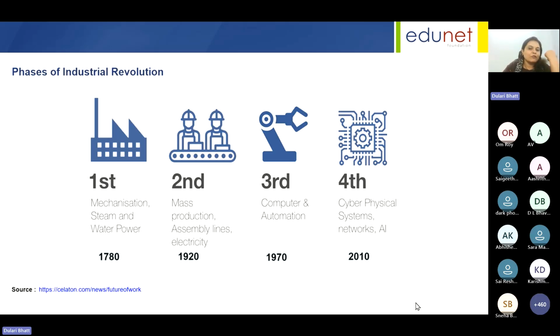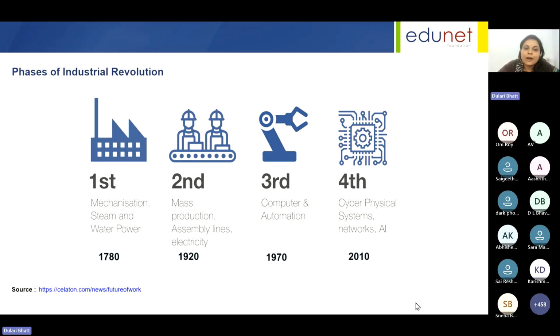And when we talk about Industrial Revolution 4.0, that's more about cyber physical systems, which are a kind of embedded based systems as well. Networks like 5G, 6G, right? AI. When we talk about AI, machine learning, computer vision, deep learning, generative AI, everything comes under that umbrella itself.